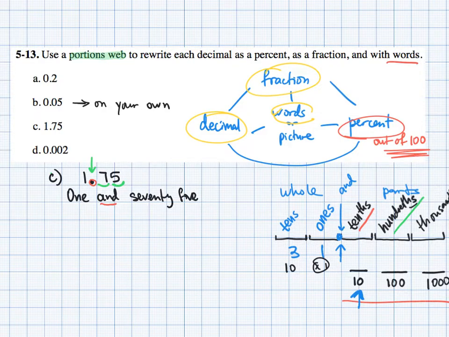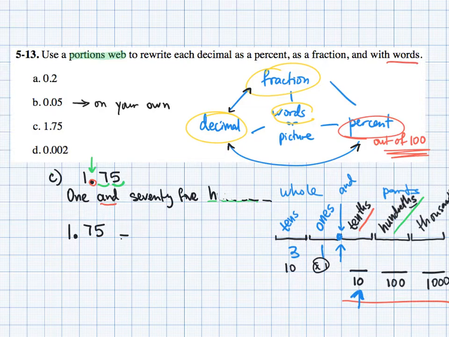So pause the video and write that word. So it's going to be 1 and 75 hundredths. Now from decimal, I would like to do fraction. It's easier, but remember you could do it in any order. The arrows could go in any order in our web.